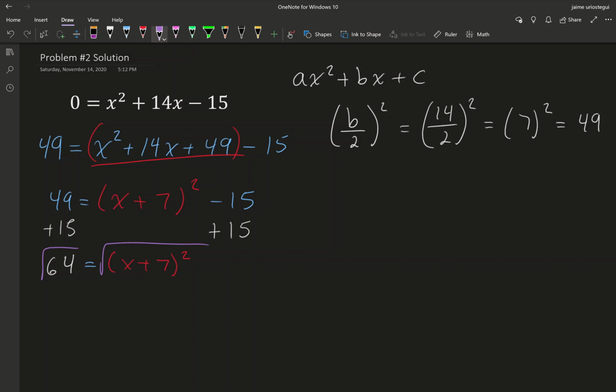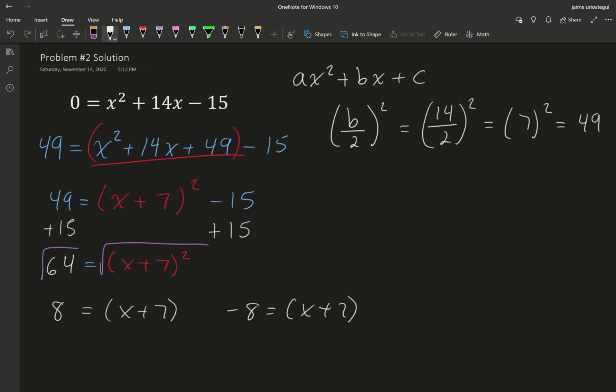On the left side, the square root of 64, well, that's 8. And it's equal to x plus 7. Now, some of you with the keen eye might have realized that this isn't the only solution here. It's not just 8 equals this. There's also a negative 8 equals x plus 7.